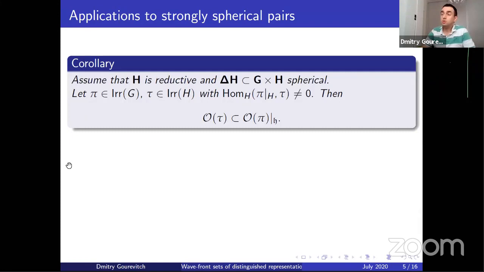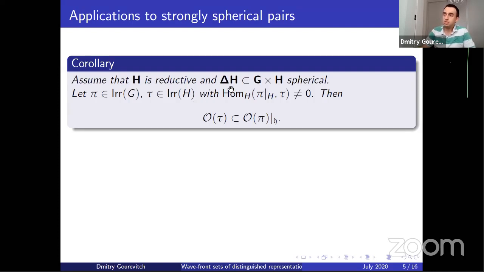All right. So one family of spherical pairs is diagonal pairs. So we assume H to be reductive, and we consider the group G times H, and assume that delta H in it is spherical. So H embeds both into G and into itself, we take the diagonal. If this is the case, then we can ask a more general question. We can take an irreducible representation of G restricted to H and ask not just for Hom to the trivial representation, but for Hom to any irreducible representation of H.